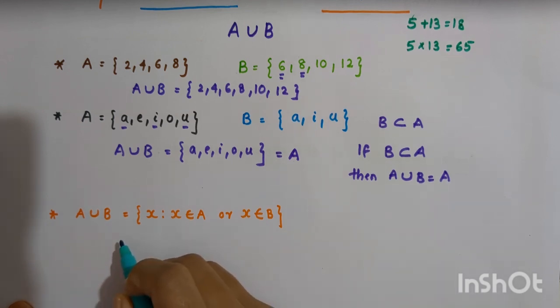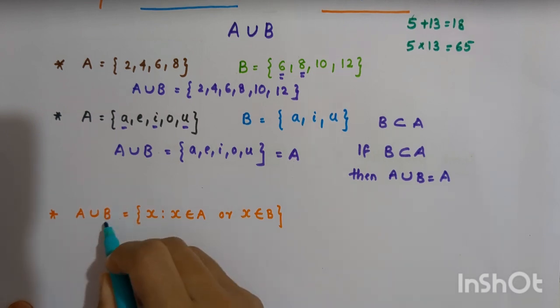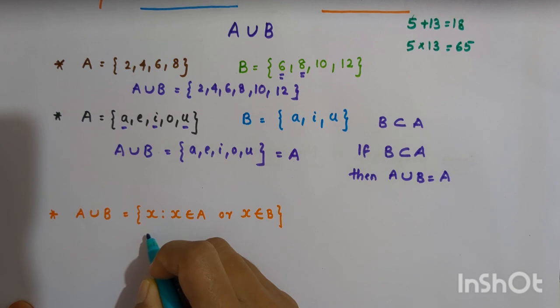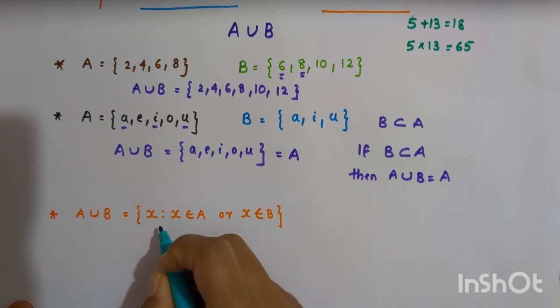Okay, so the elements in A will be there in A union B. Elements in B will be there in A union B. And the elements which are common in both, that also will be there. But no need to repeat the elements again and again.